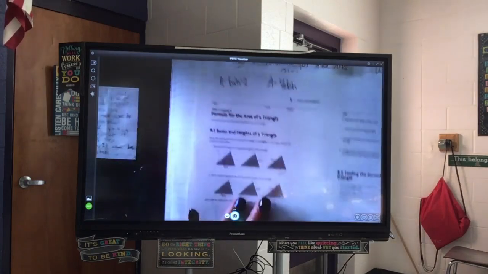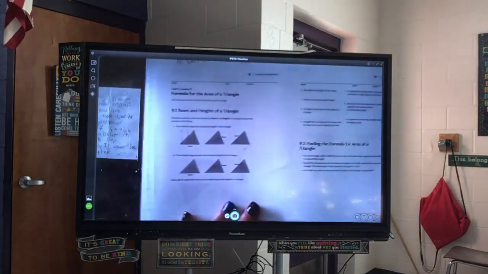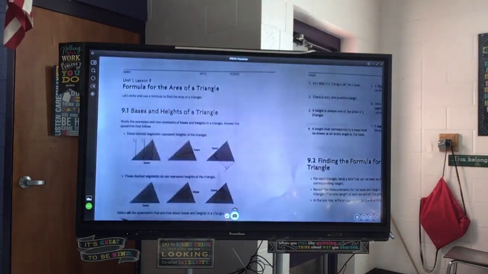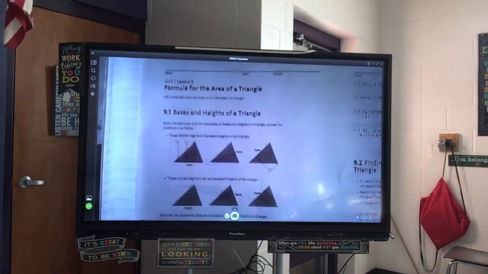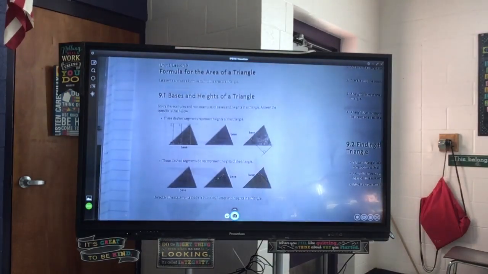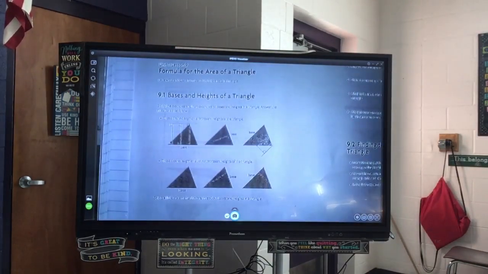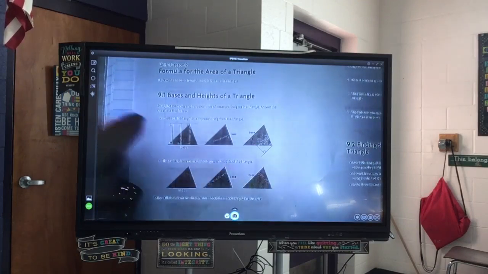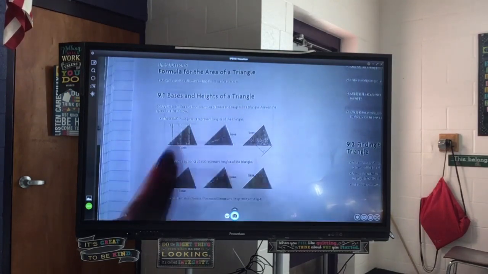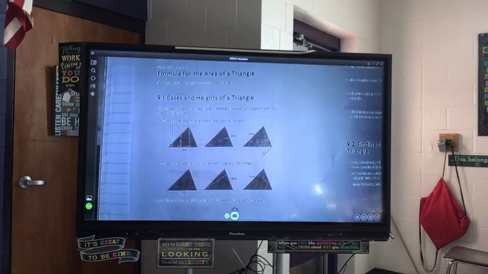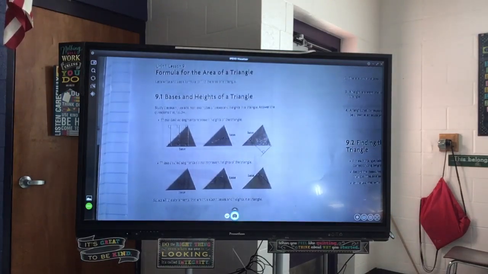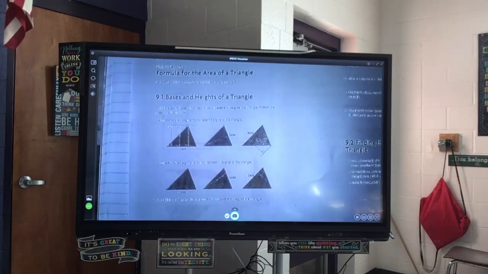Alright, so let's go ahead and get started with our warm-up. Looking at 9.1, bases and heights of triangles. It says, study the examples and non-examples of bases and heights in a triangle. Answer the questions that follow. It says these dashed segments represent heights of the right triangle. So the dashed segments are what to the base of each one of those triangles up here? What kind of line do they form?